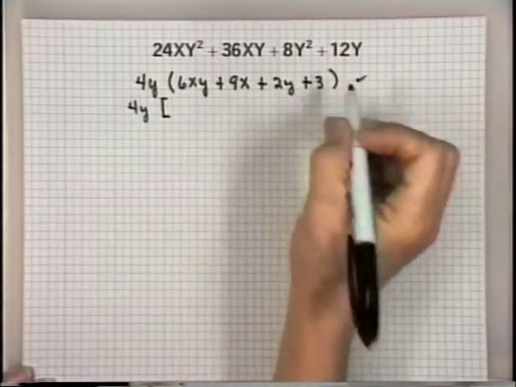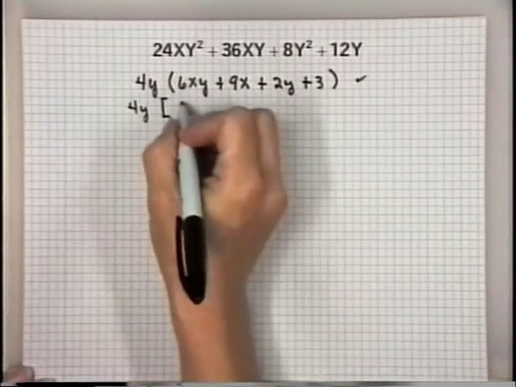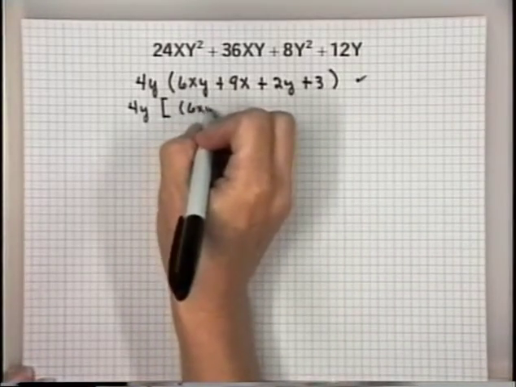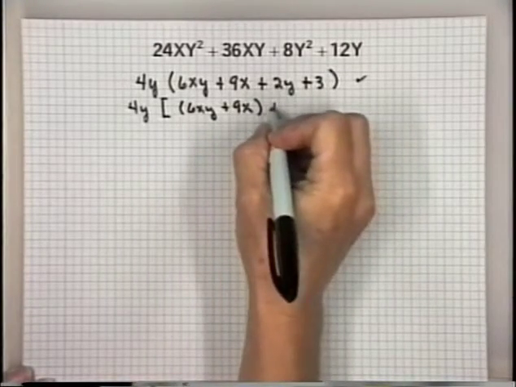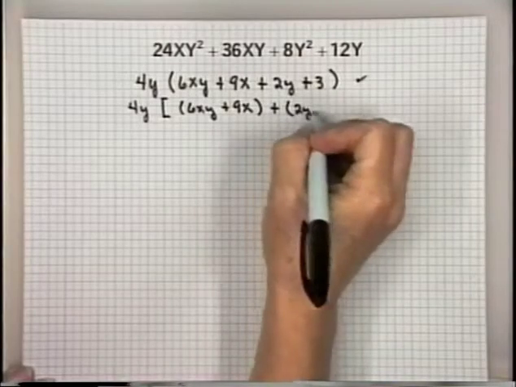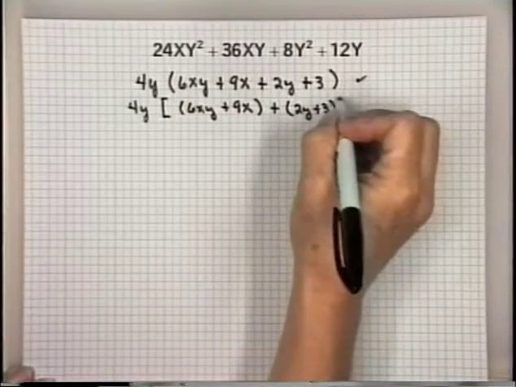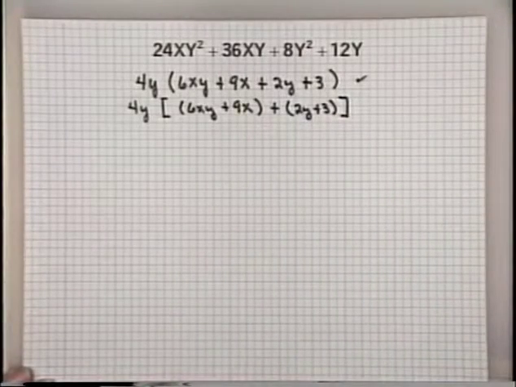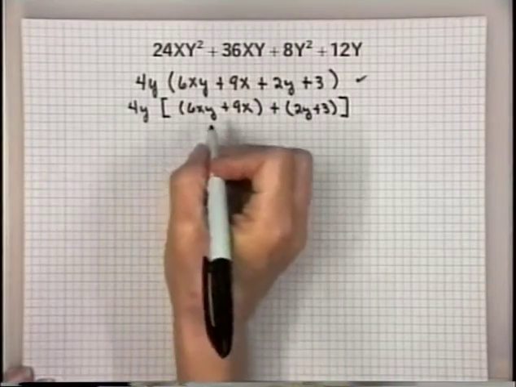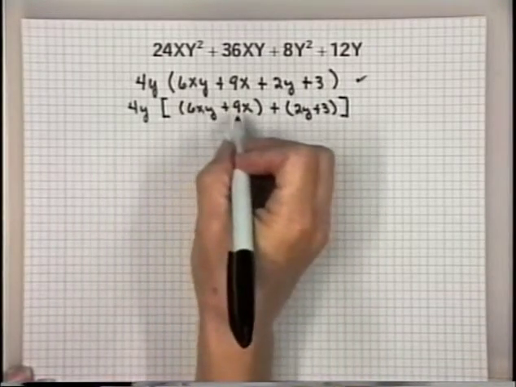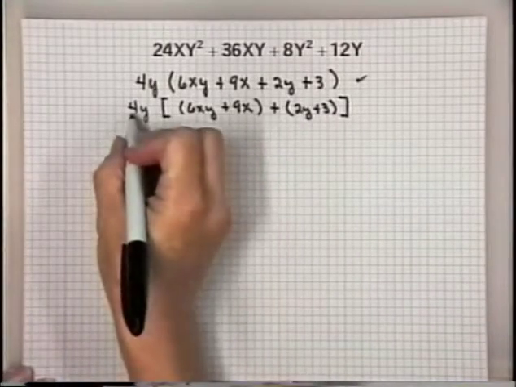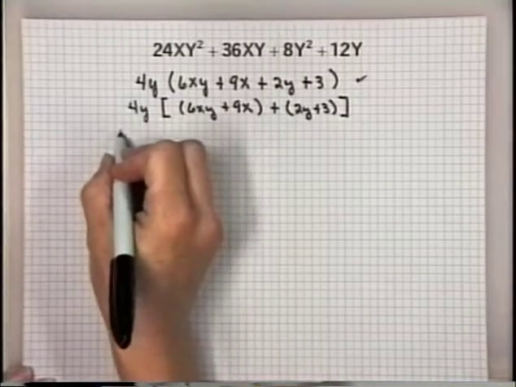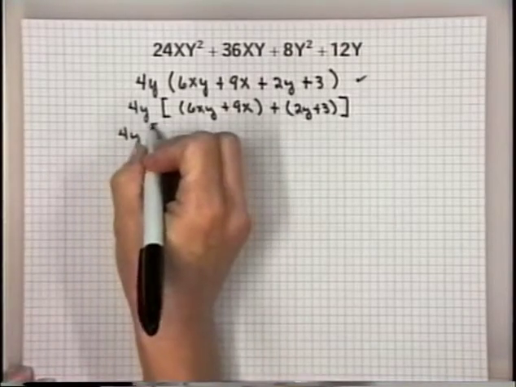Since all of these signs are plus signs, I can group the first 2 terms, 6xy plus 9x, and then the second 2 terms, 2y plus 3, and then use my bracket to close that off. Recall with grouping, you're going to look within each of these groups then to see if you have a common factor that can be factored out of that group. Don't forget to continue bringing down this common factor 4y.